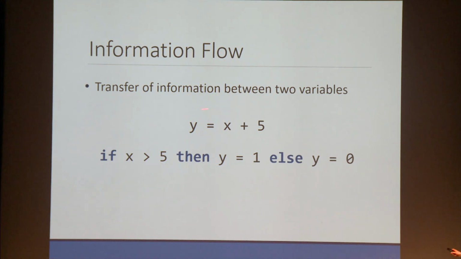So here we have the information flowing from X to Y, but here we also have information flow because, depending on what the value of X is, Y can be 0 or 1. So in both cases, we have the information flowing from X to Y.